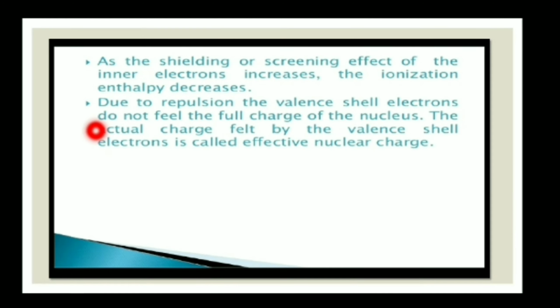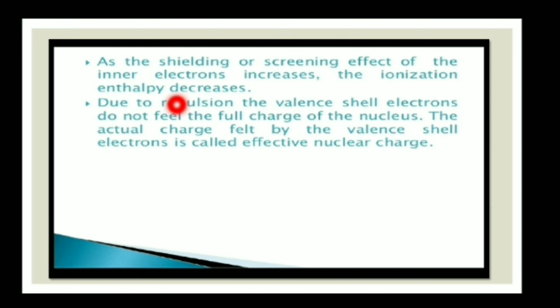About the shielding effect. The shielding effect is also called the screening effect. As the shielding or screening effect of the inner electrons increases, the ionization enthalpy decreases, because the outermost electrons are not that much attracted towards the nucleus. Inner electrons act as a screen for the outer ones. So, removing the outermost electrons is very easy, and a lesser amount of energy is required. So, ionization energy or ionization enthalpy decreases.